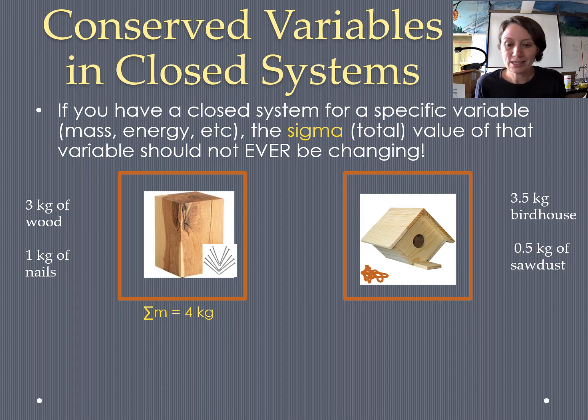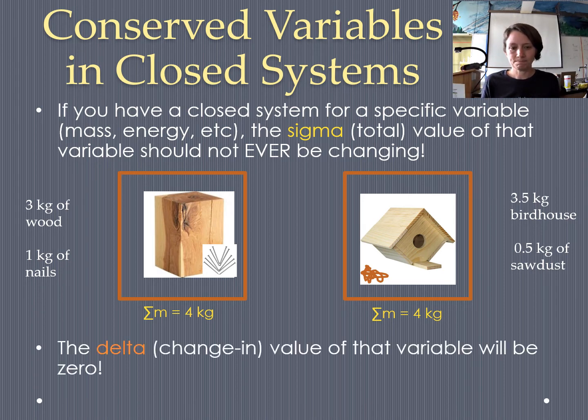When you add those guys together to find your new sigma, it better be the same value because mass is conserved. So when mass is conserved, we're always going to have the sigma mass stay the same in a closed system. How about delta mass? Remember, delta means the change in a value. So if I look at that mass, it started at 4 kilograms total. It ended at 4 kilograms total. Hopefully you can identify that the delta, or change, is 0 for this system.